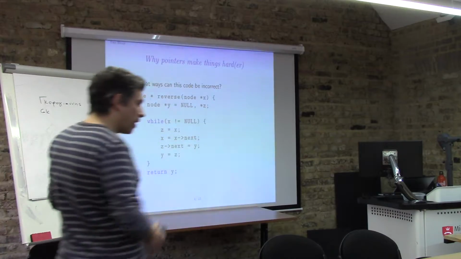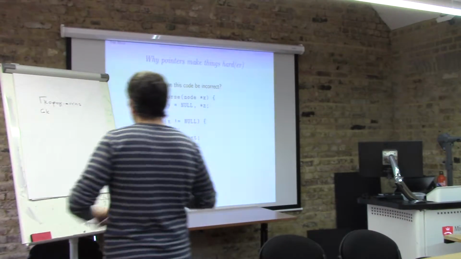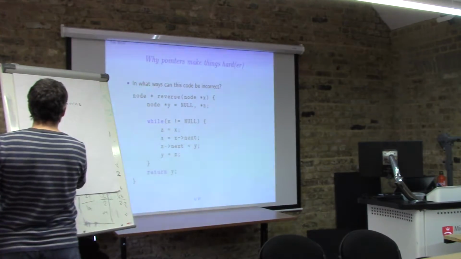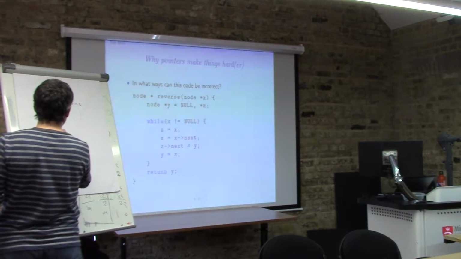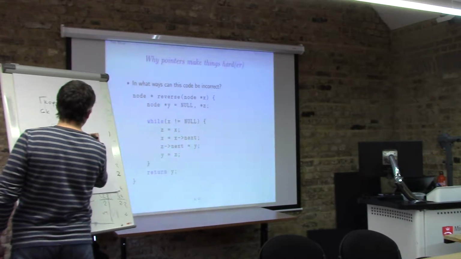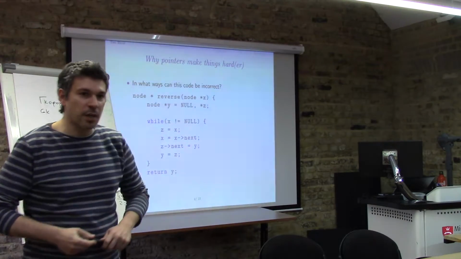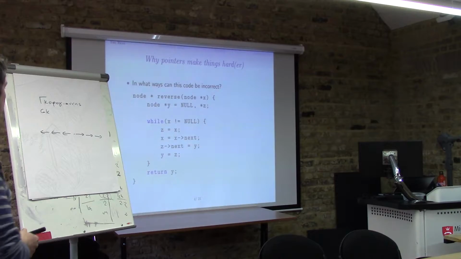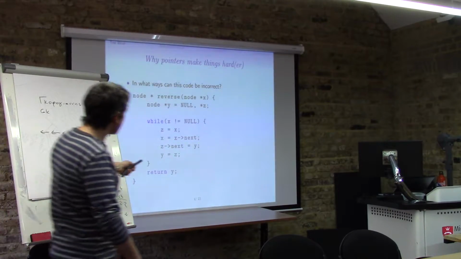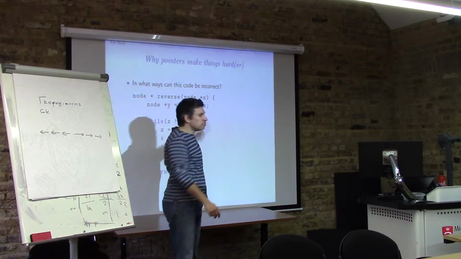That means that at any given point we have the list we've already reversed and the list we have to reverse. So this is the kind of shape we have, where all these points are structures of type node.